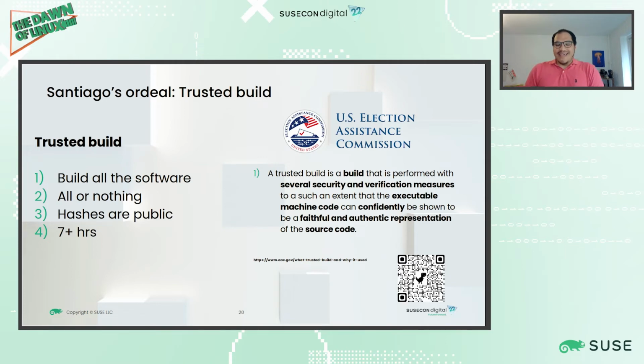And a trusted build is an all or nothing process that is happening weeks or months before the election day. Everything has to be built from the sources, and everybody has to see that that is happening. The hashes of that build are being distributed to the public. And in our case, it was taking up to 7 hours because it's downloading the software, building the software, creating the images that are going to do the build for the other machines. So it's a very long process.